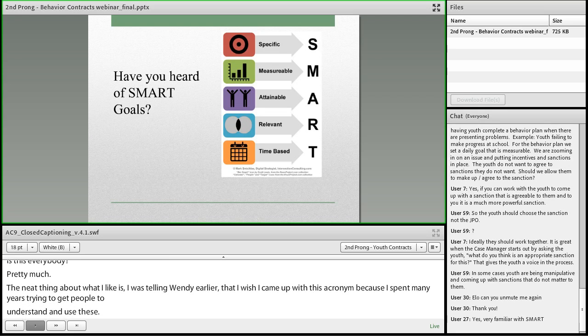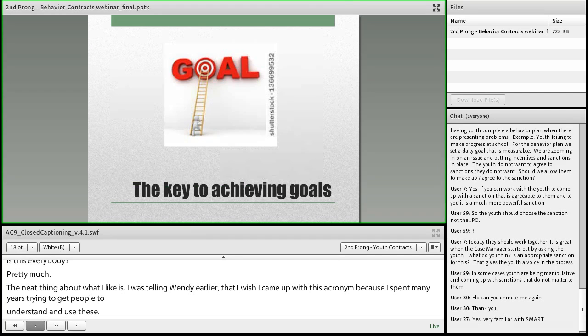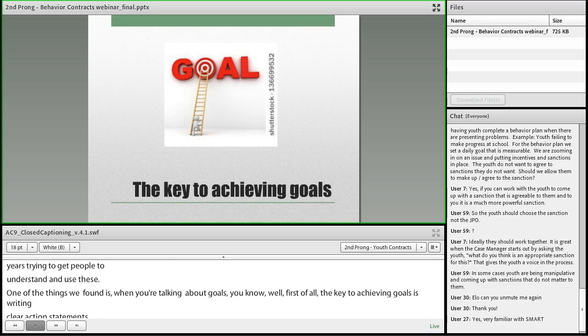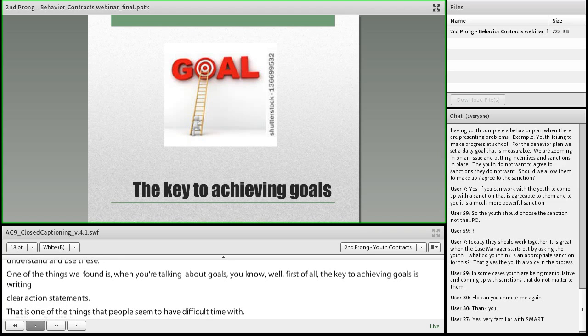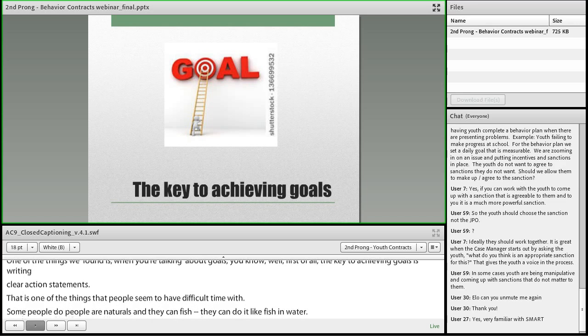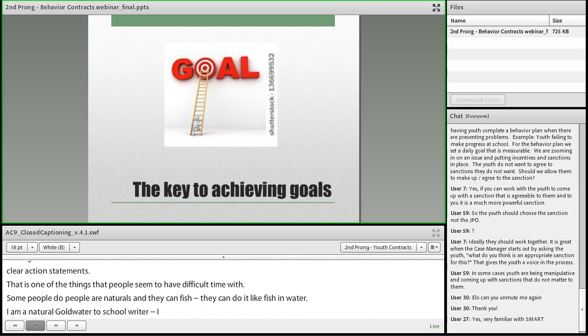One of the things we found, though, is that when you're talking about goals, well, first of all, the key to achieving goals is writing clear action statements, and that's one of those things that people seem to have a very difficult time with. Some people are naturals at it, and they take to it like fish to water. I am an unnatural goal writer. It's very difficult for me, which is ironic since I'm supposed to be, as a researcher, able to do that. But I've talked to other researchers, and even people who do this for a living find it very difficult to write really specific, powerful, useful action statements.